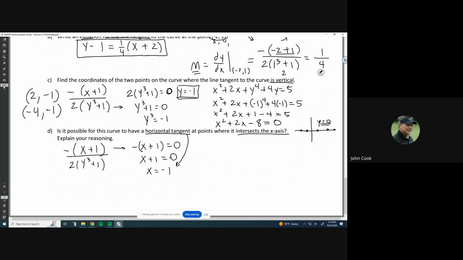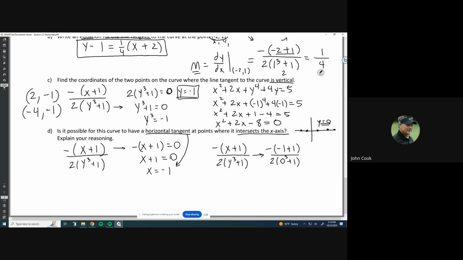So let's see if the y value can be equal to 0 with x being equal to negative 1. Let's go back to our original equation. We've got negative x plus 1 over 2 times y to the third plus 1. That's our derivative equation, so let's make sure the derivative works out. If I plug in negative 1 for x and 0 for y, I would get negative 1 plus 1 over 2 times 0 to the third plus 1.